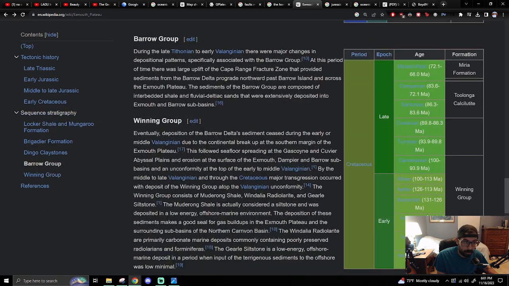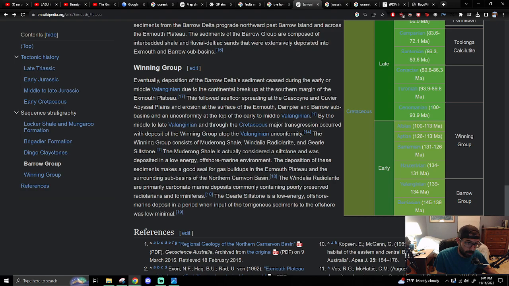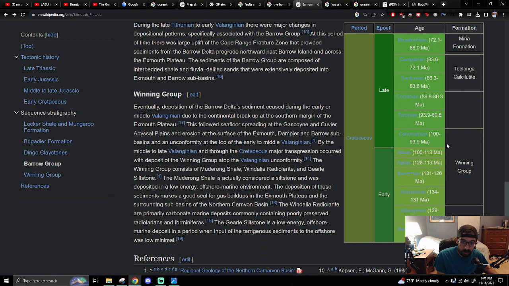So if we go back here, eventually deposition of the Barrow Delta sediment ceased during, I guess, 134 million, and then this followed seafloor spreading at the Gascoyne and Cuvier abyssal plains and erosion at the surface of the Exmouth, Dampier, and Barrow sub-basins, and an unconformity at the top of the early to middle Valanginian. By the late that period, through the Cretaceous, major transgression occurred with deposit of the Winning Group atop this unconformity.